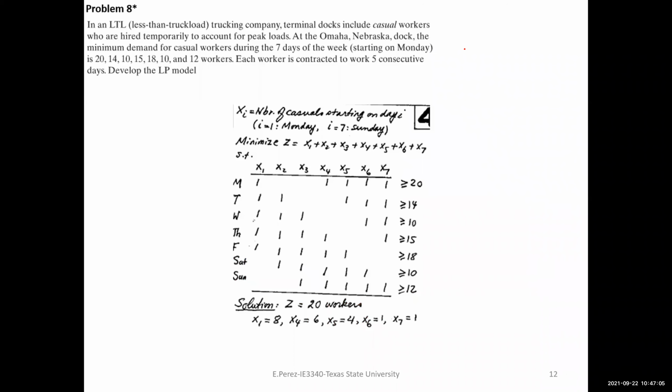This one. Okay. A trucking company's terminal docks include casual workers who are hired temporarily to account for peak loads. At the Omaha, Nebraska dock, the minimum demand for casual workers during the 7 days of the week, starting on Monday, is 20, 14, 10, 15, 12, 18, 10, and 12. Each worker is contracted to work 5 consecutive days.